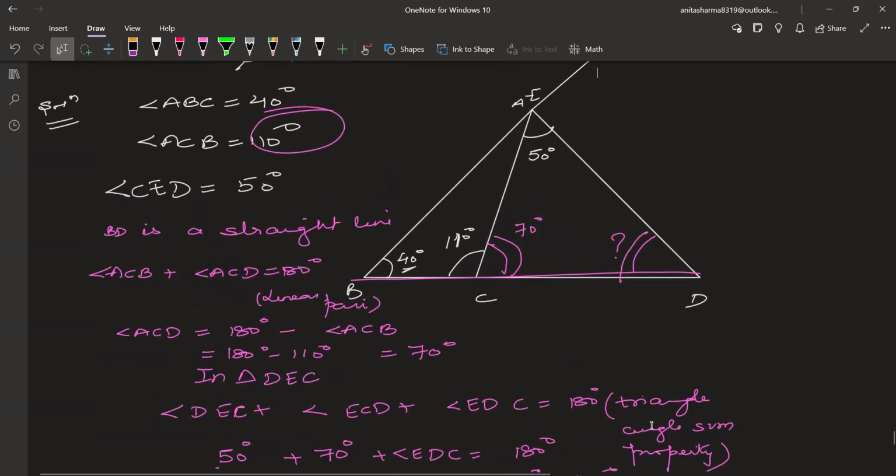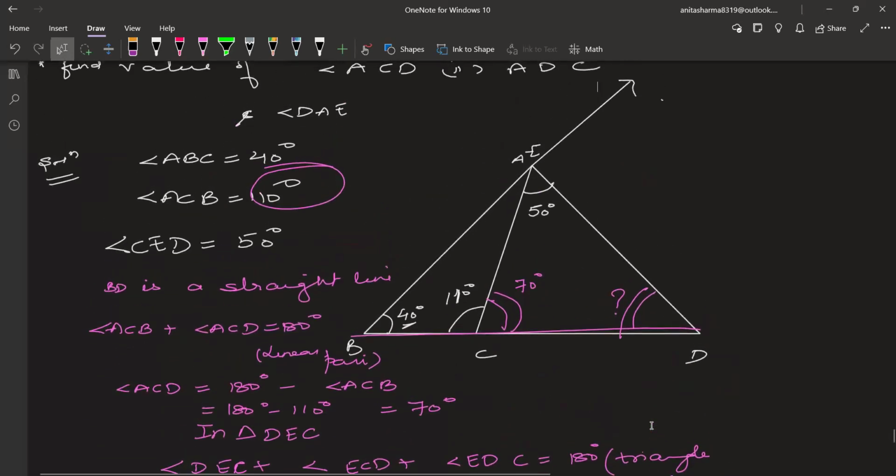Now, Siddhant, you will explain this part, beta, to find the angle DAE. Ma'am, can you repeat what you said? Third part, beta, angle DAE. How will we calculate it, beta? Ma'am, if we got the angle of ADC, then 50 degrees plus angle ADC will be DAE.